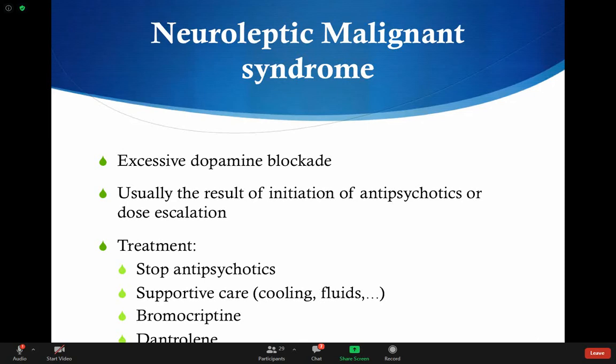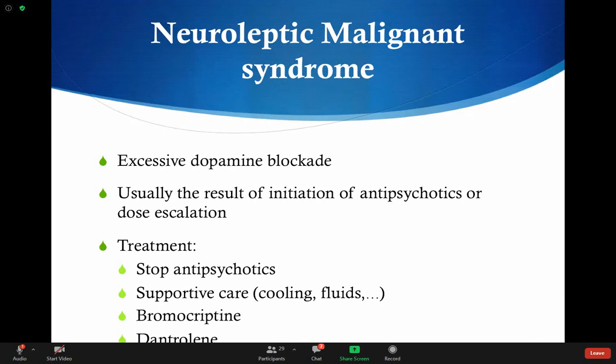So how do you treat them? You stop the offending agent, the antipsychotic. Same for a serotonergic agent, you stop the offending agent. You do good supportive care: ABCs, fluids, cooling, and then bromocriptine, which is a dopamine agonist, because the reason for the neuroleptic syndrome is dopamine blockers. We give a dopamine agonist, which is bromocriptine. In severe cases, when bromocriptine is not enough, we use dantrolene. It's going to help the rigidity and the hyperthermia.